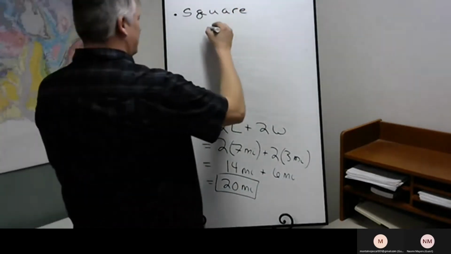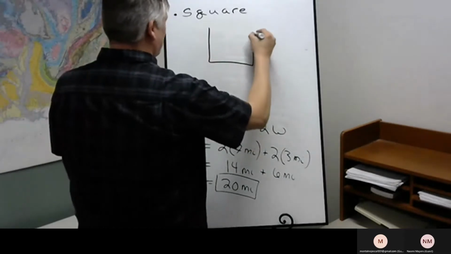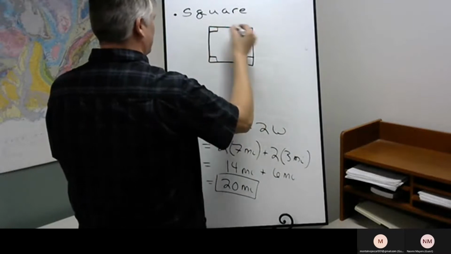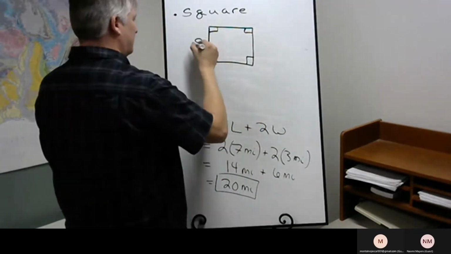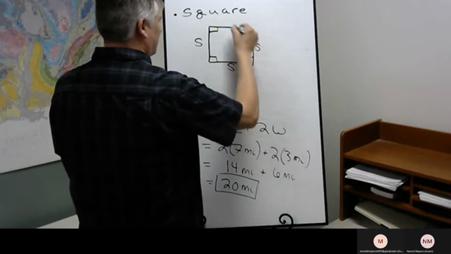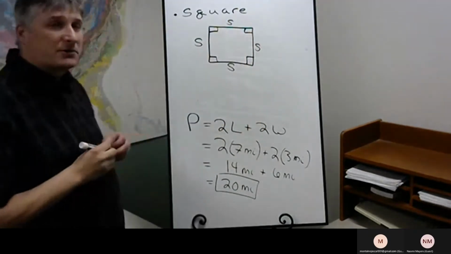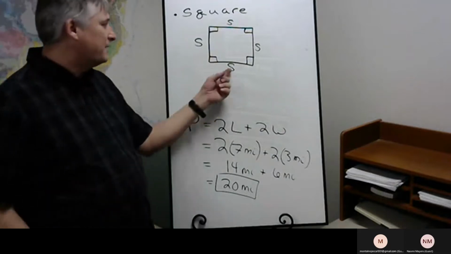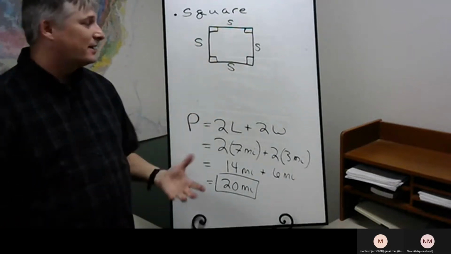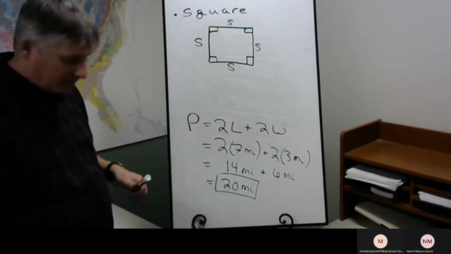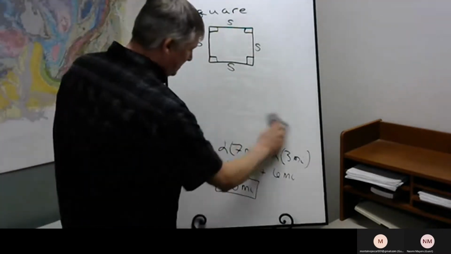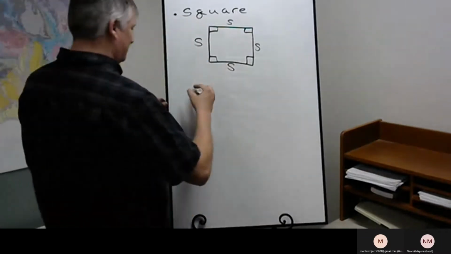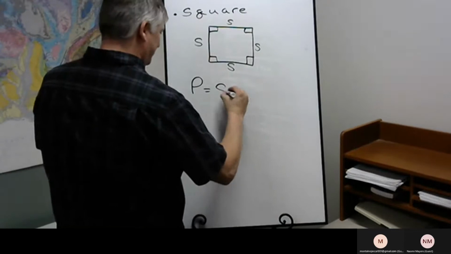So the square, all 4 sides have the same length. So to come up with the perimeter, we add this side to this side to this side to this side, and that will give us the perimeter of the square. So as we do that, we're going to get this.